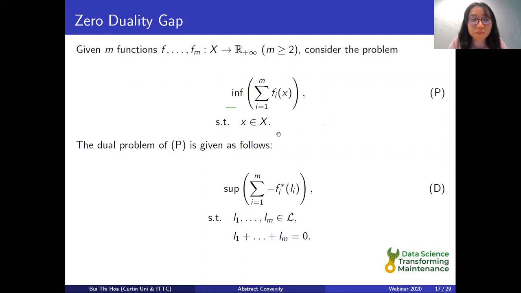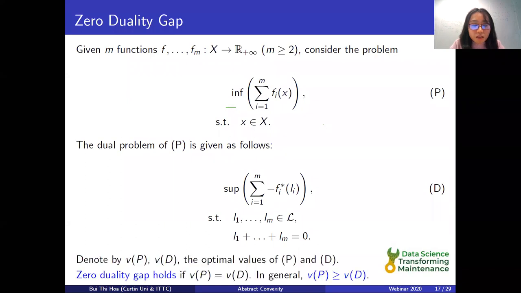So this minimization has a dual form as follows. It's a supremum of all the minus conjugates of f_i at L_i, with L_1 plus the summation of L_1 to L_m equal to 0. Okay, so this is the dual problem of P, and V_P and V_D are the optimal values of P and D respectively. And then zero duality gap holds if the two values equal each other.